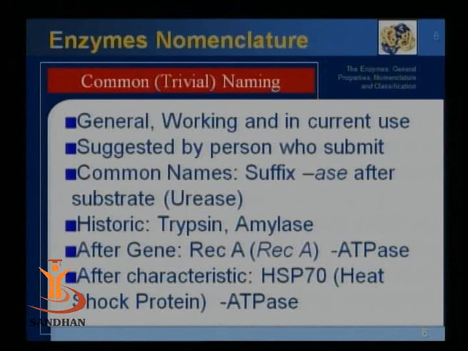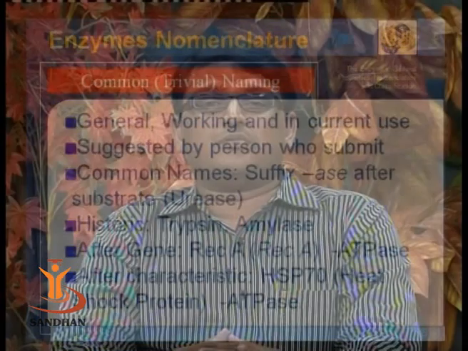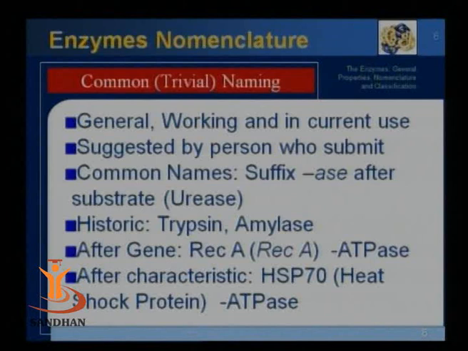But now, with the help of this International Union of Biochemistry, they have suggested working ideas and principles. They have given two types of naming procedure. The first is the common name, that is the trivial name, and the second is the systematic name. The systematic name is what we are interested in, that is, how the systematic name arises and which methods and principles are used for giving the systematic name to any trivially named enzyme. In trivial naming, these are the basic principles which should be kept in mind before giving a trivial name to any enzyme. The name should be general, working and current in use. That name should be suggested by the person who has submitted it. The person who has submitted the enzyme will give the name to that enzyme.